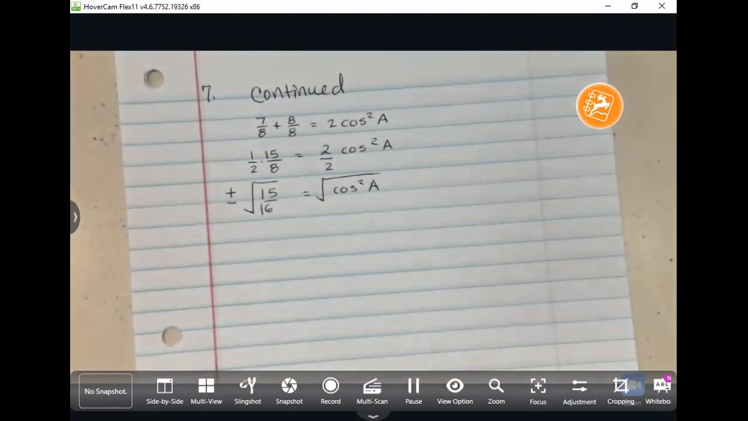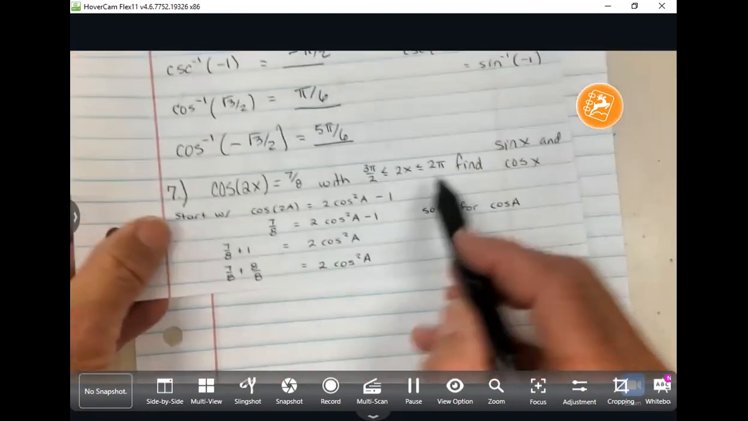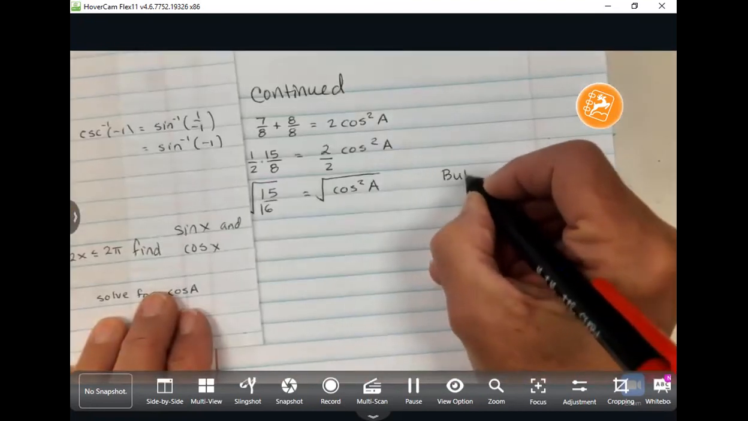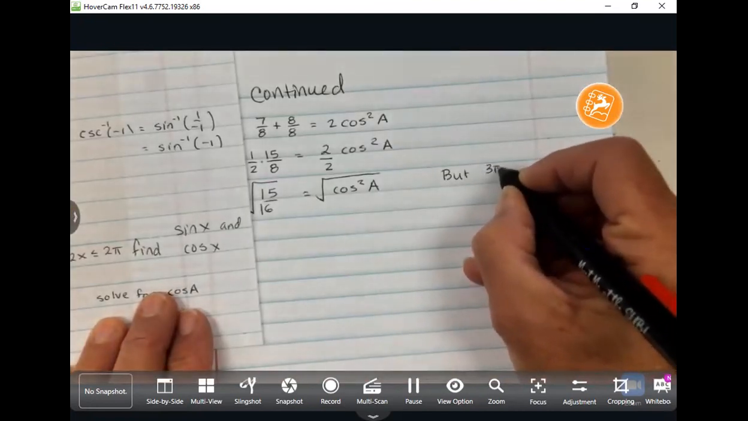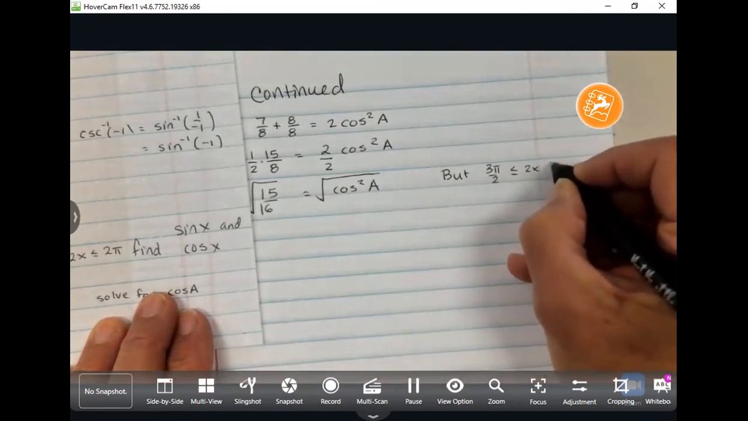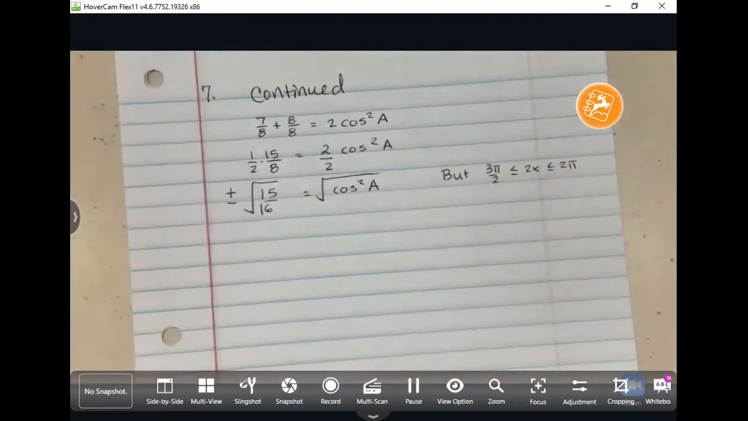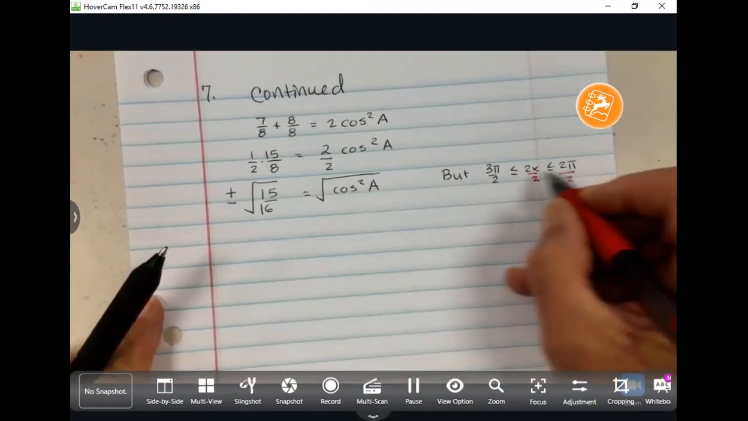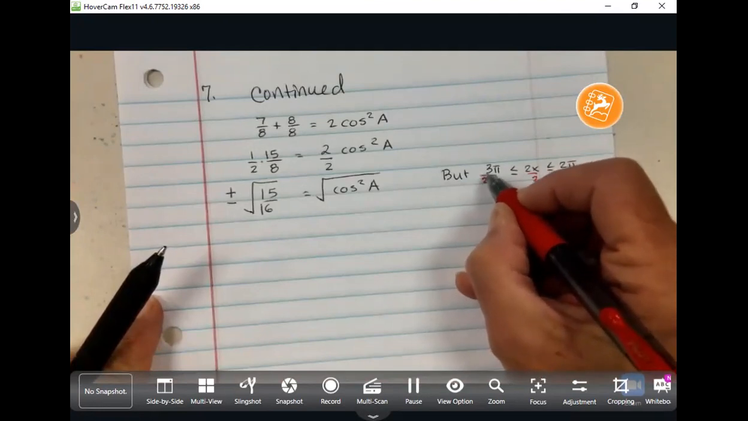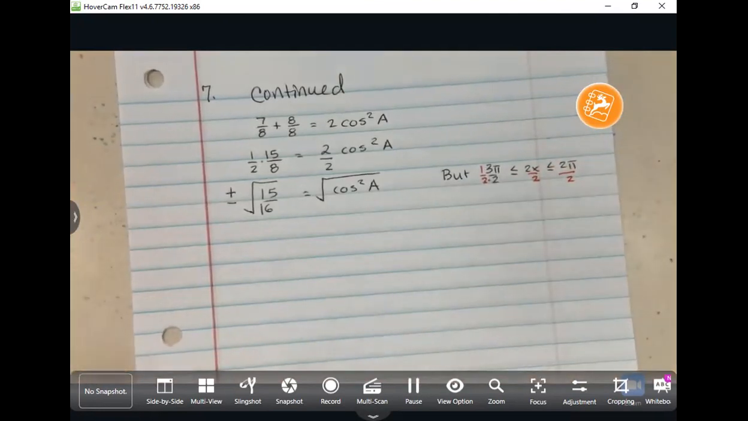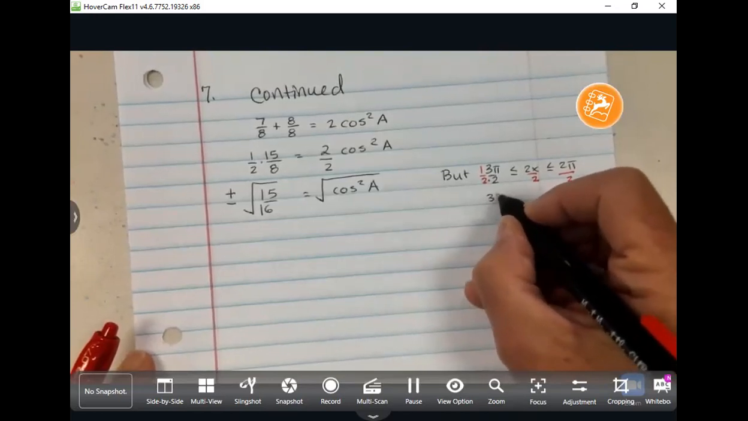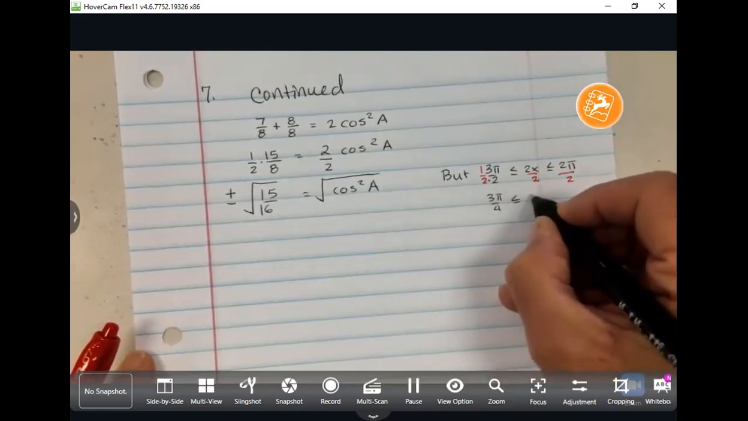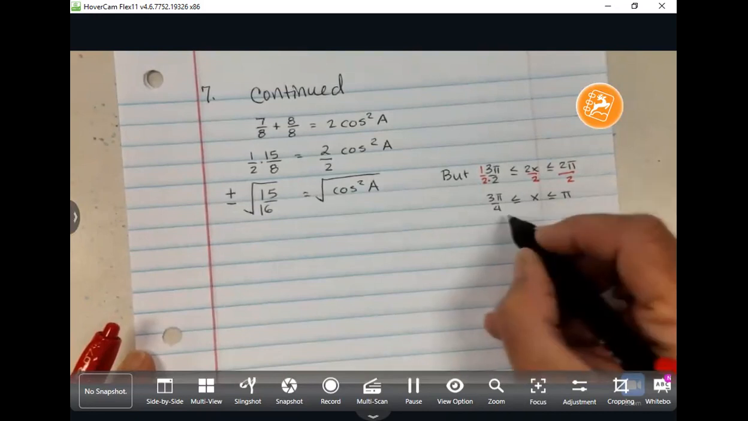So I go back to the condition that was given initially. 2x is between 3 pi over 2 and 2 pi. I need to know where angle x is. So I'm going to take this equation and divide all three parts by 2. And when I simplify that, it says that 3 pi over 4 is less than or equal to x, which is less than or equal to pi.